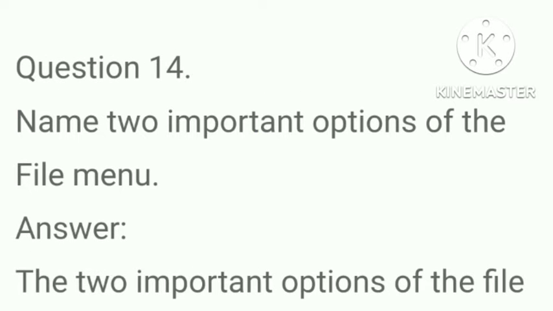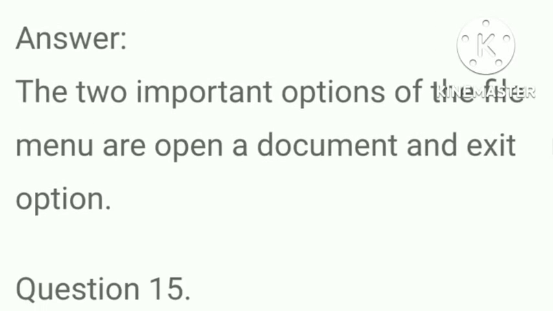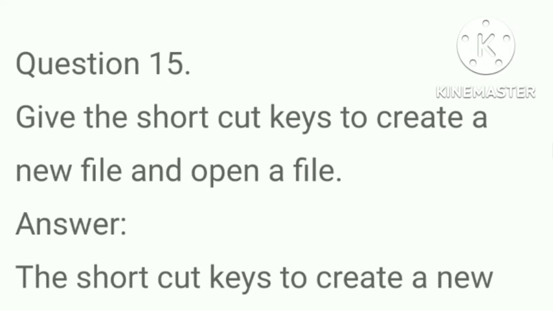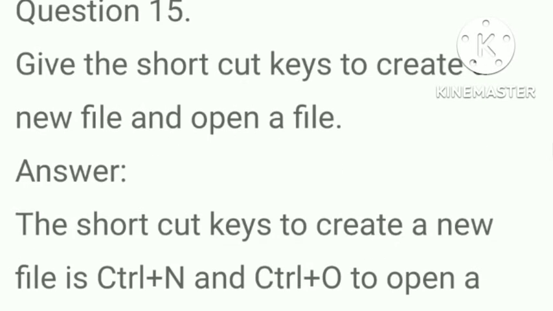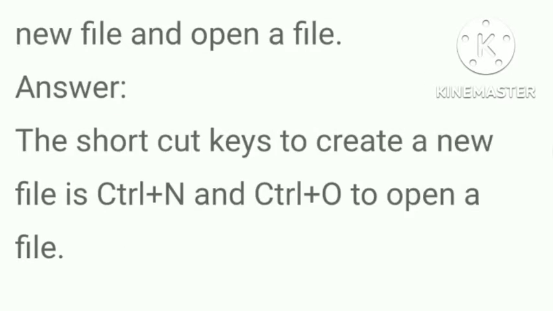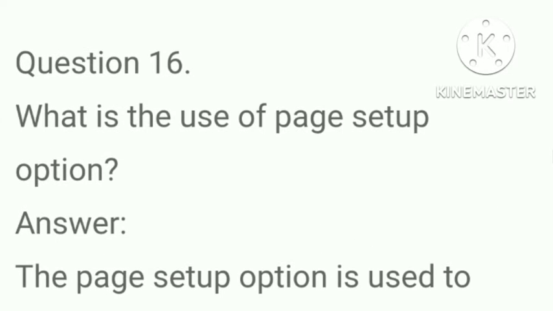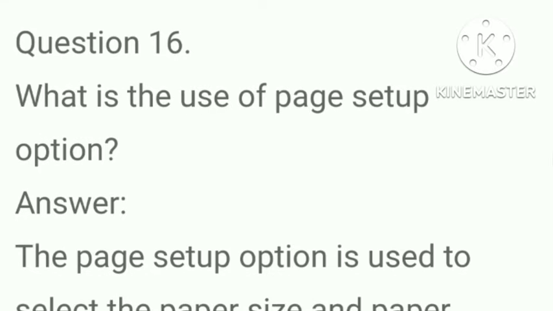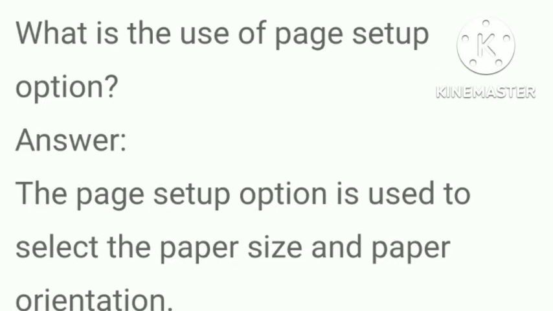Name two important options of a file menu. Answer. The two important options of a file menu are Open a document and Exit option. Give the shortcut keys to create a new file and open a file. Answer. The shortcut keys to create a new file is Ctrl plus N and Ctrl plus O to open a file. What is the use of page setup option? Answer. The page setup option is used to select the paper size and paper orientation.